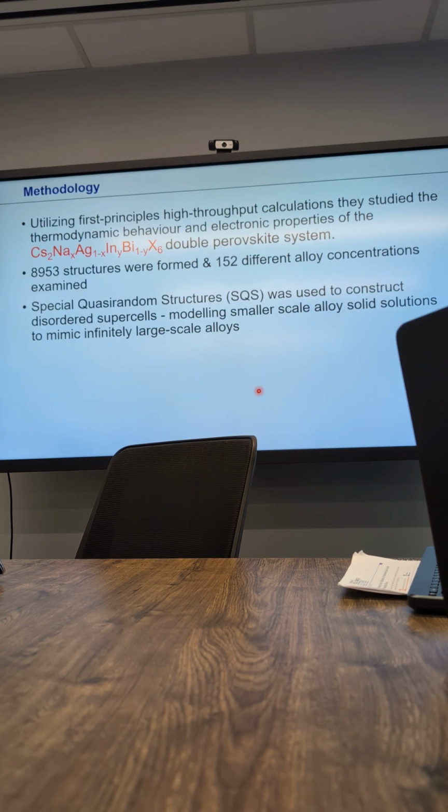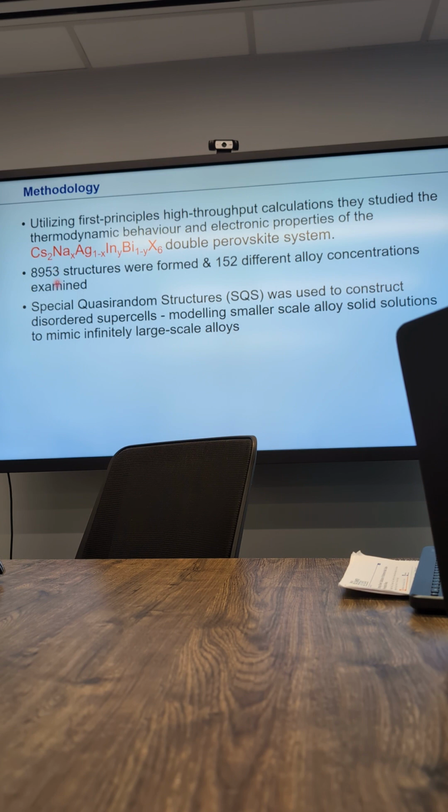So I will not go into the methodology much because I don't know a lot of the computational studies they did, but they also didn't go deep into it. It's like, go read the supporting material, which I did a bit as well. They use first principles, high throughput calculations to study this system. The model system was cesium, sodium and silver as your B plus, indium and bismuth as your B3 plus, and chlorine as your X, a double perovskite system.